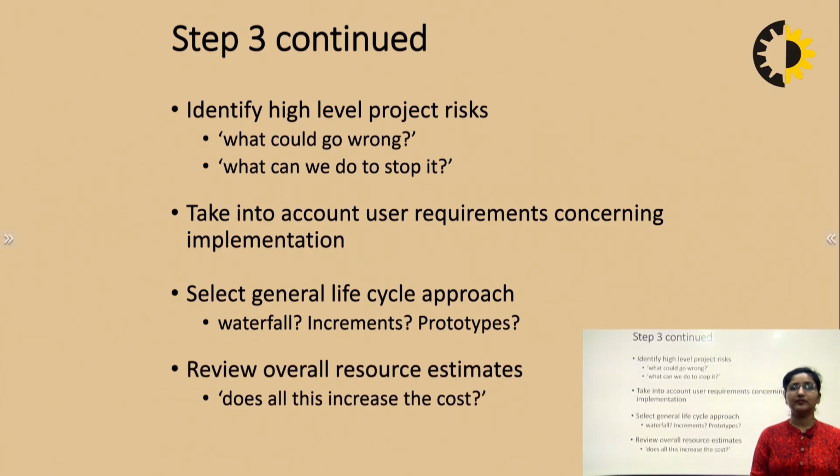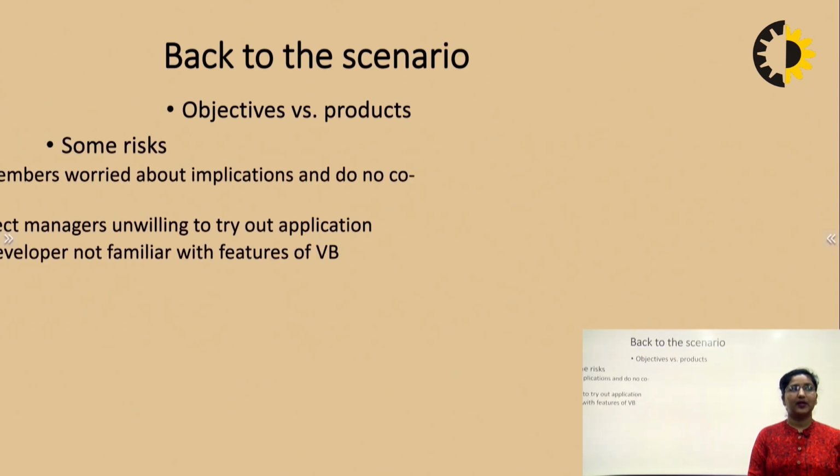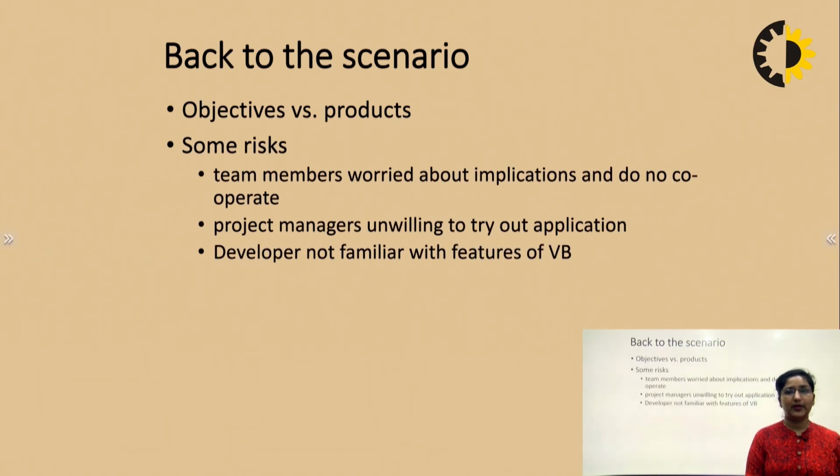Then, we need to review the overall resource estimates. Whatever we had done till now, is it going to increase the cost of my project? How much is the cost going to increase? How many risks are going to be identified? So this also needs to be done. So we need to identify whether the project is objective or product based.